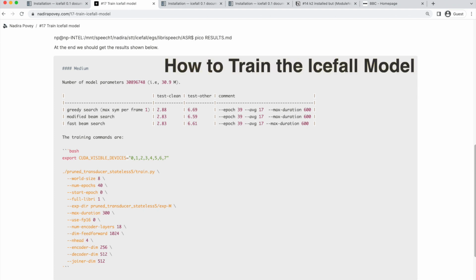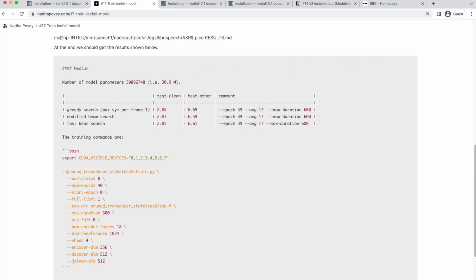How to train the Icefall model. This is the training script that is taken from the results.md file. I grabbed the script for the medium model. The document also has many other examples of model training.